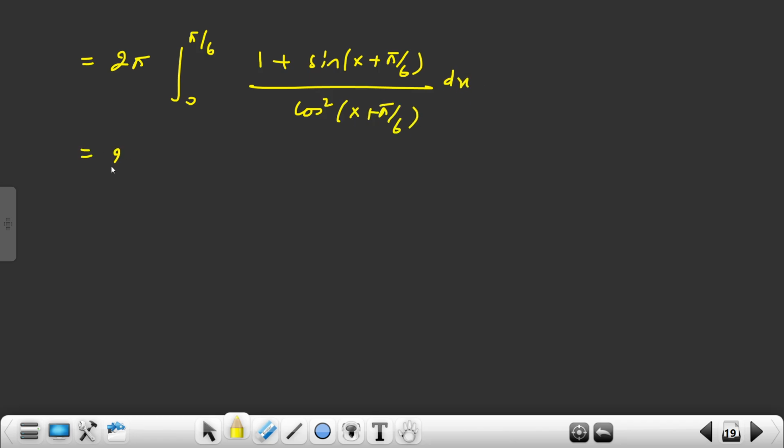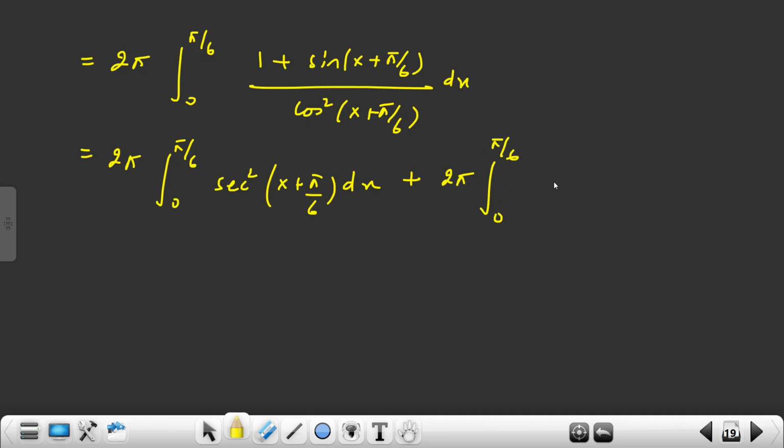Now let's separate. Integral 0 to pi by 6, 1 by cos square is how much? Secant square x plus pi by 6. And 2 times the integral from 0 to pi by 6, sine by cos is how much? Tan x plus pi by 6. One cos remains. It will go upside and become secant x plus pi by 6.